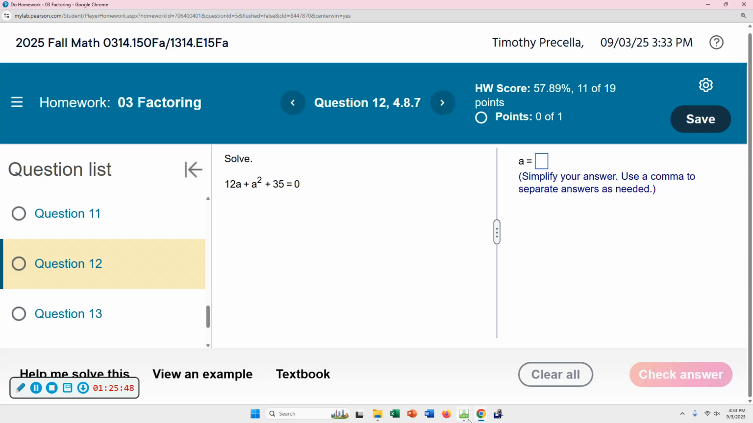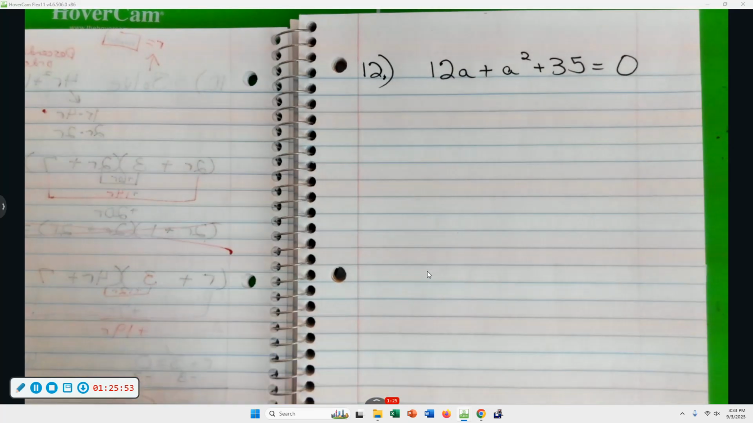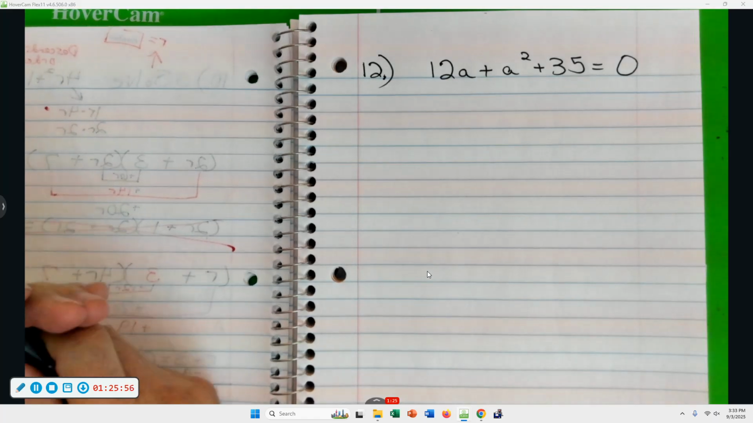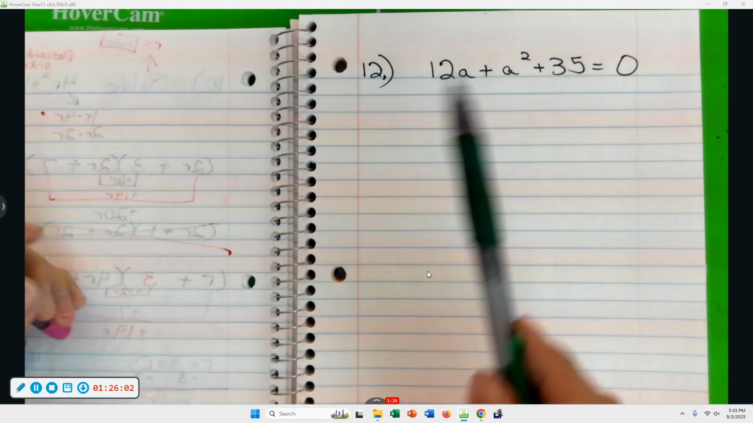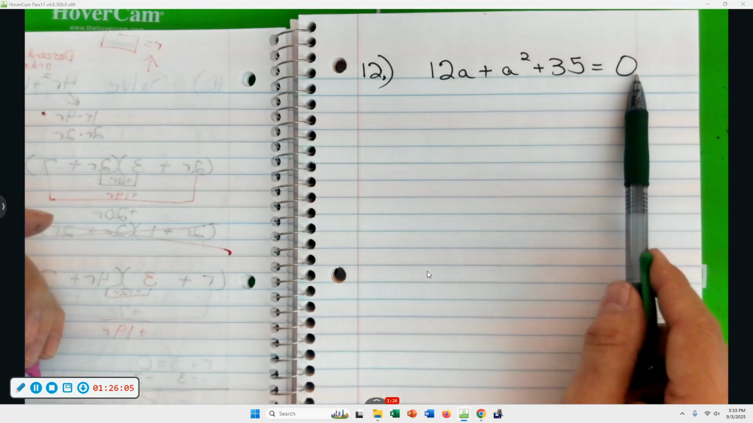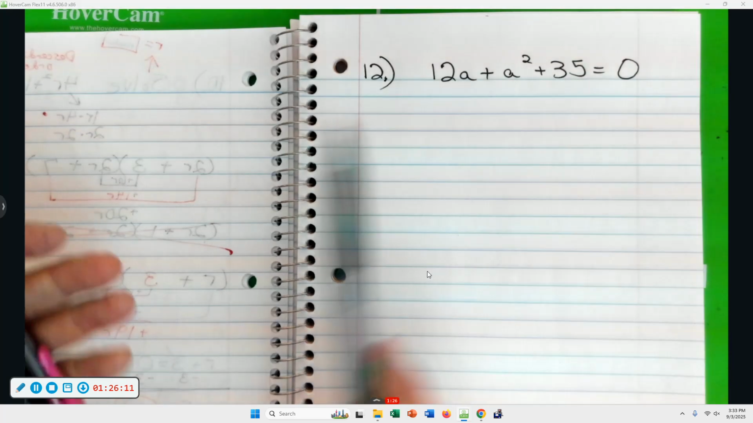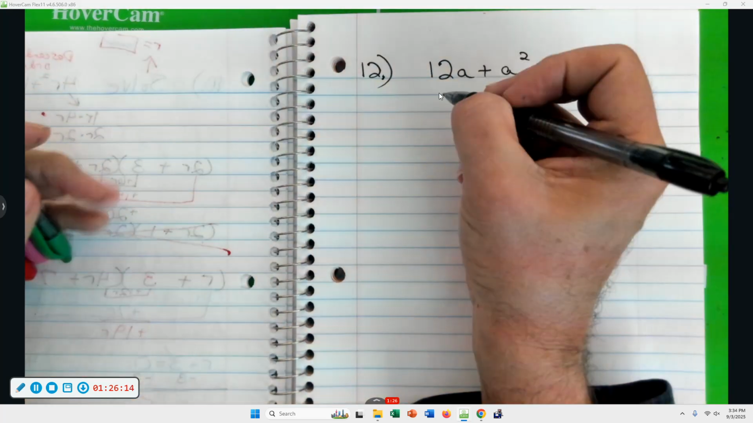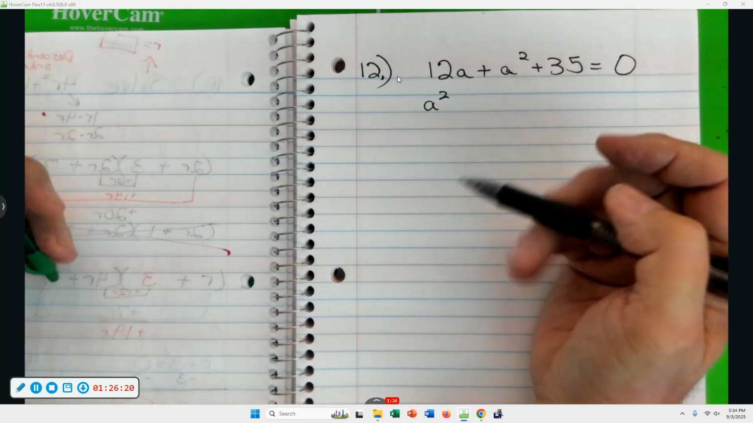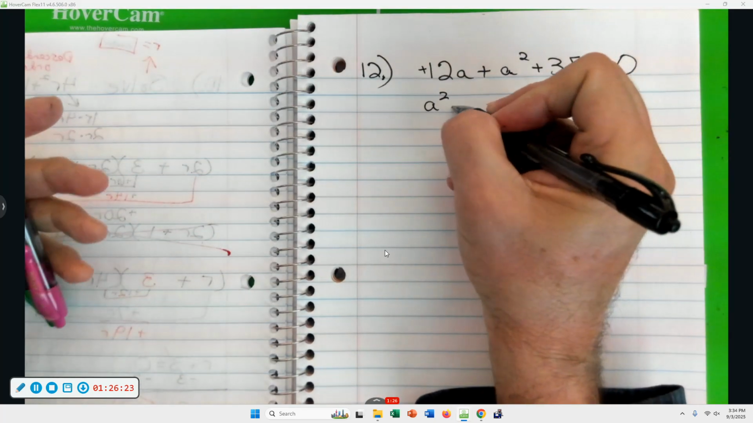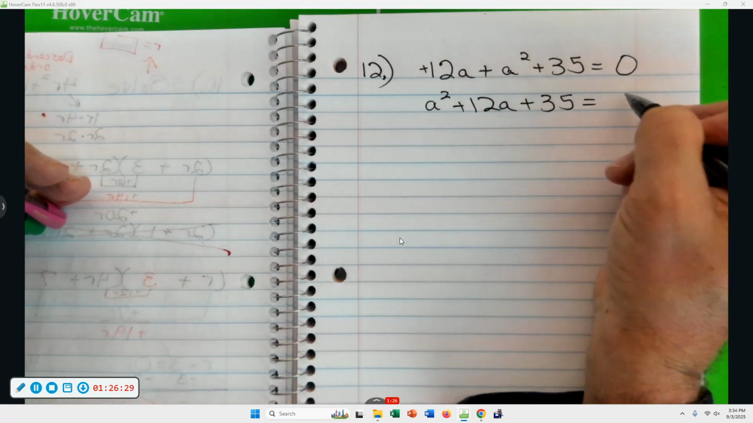Switch to my paper. There's something fundamentally flawed with this problem. What is it? It's not in the right order. We need descending order on one side and 0 on the other side. Great, we already have a 0 on the right side, but how are we going to change up the left side? What am I going to write first? A squared, the one with the biggest exponent, and then plus 12a, that's an assumed positive, so a squared plus 12a plus 35 equals 0.